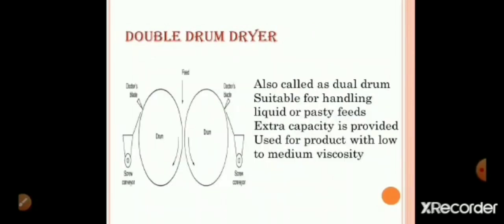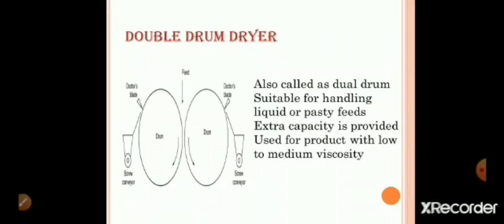Then double drum dryer. It is also called dual drum, suitable for handling liquid or pesticides. Extra capacity is provided. Used for products with low to medium viscosity. In double drum dryer, it contains dual drums. When we use double drum dryer, extra capacity is provided.